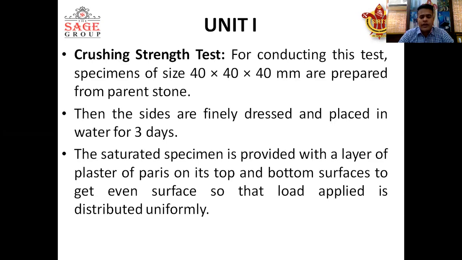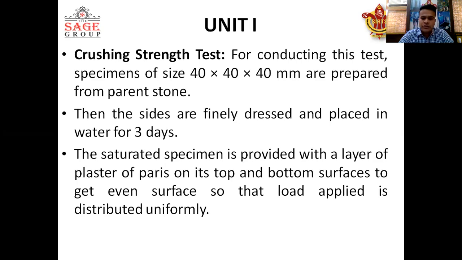For carrying out the crushing strength test, the stone specimen should be of size 40 x 40 x 40 mm, and it is prepared. Then the edges and sides of the stones are finely dressed. That means it should not be uneven; it needs to be a smooth and uniform surface. And it is kept for 3 days, so that the moisture present in the stones can vanish and the stone becomes dry.